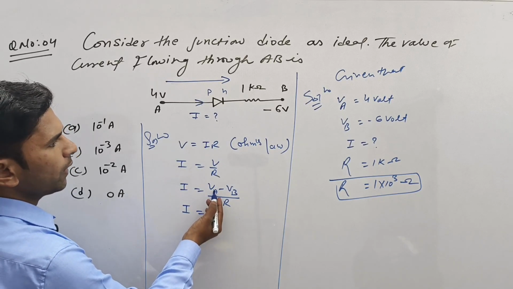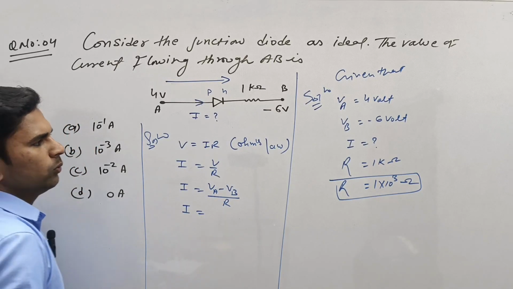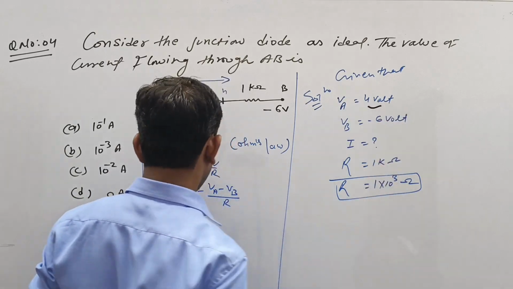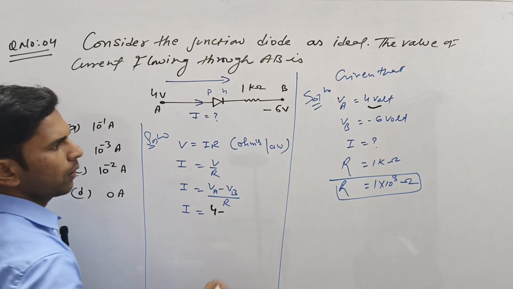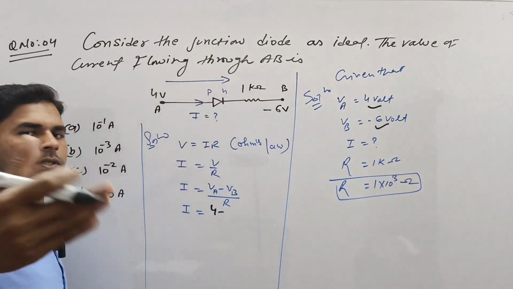What is the value of VA? VA has a value of 4 volt, so you can write 4. And what is the value of VB? VB has a value of negative 6 volt.